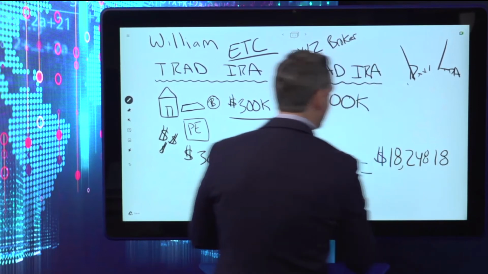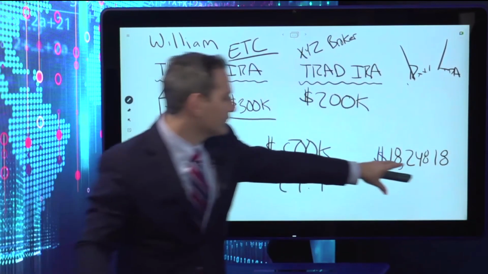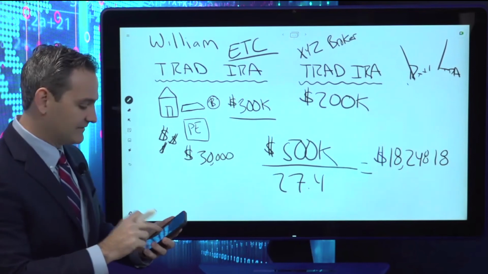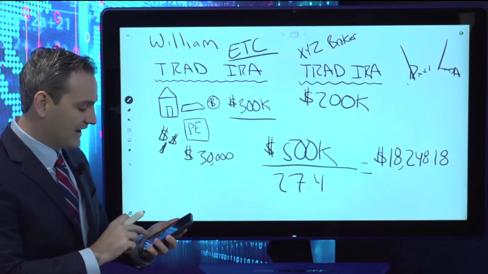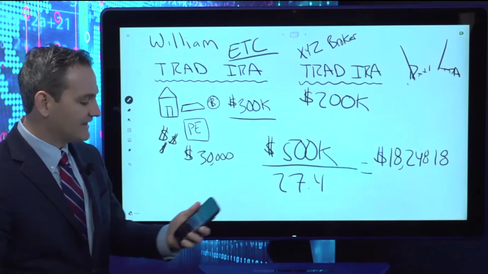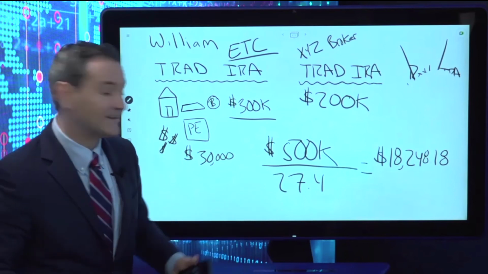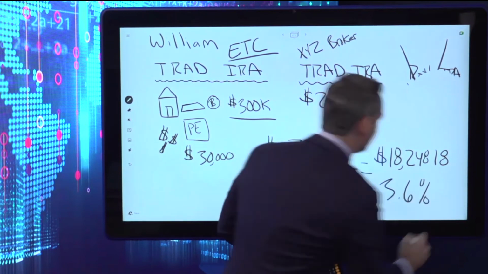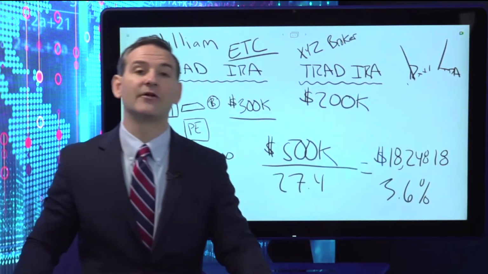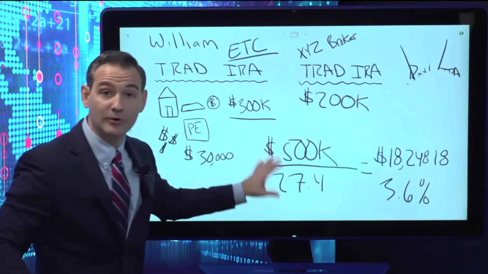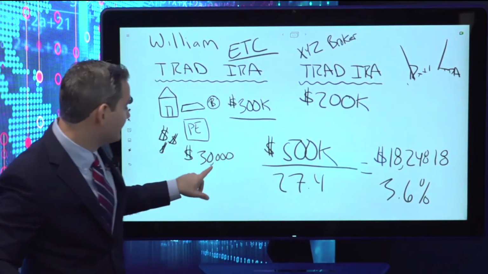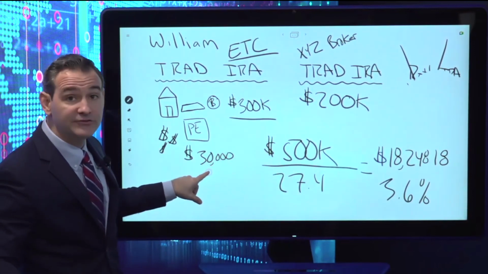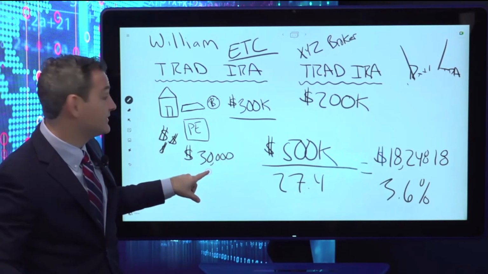$18,248.18. I'm going to round up there. Now, if we look at that on a percentage basis, that's going to be 3.6%. So only 3.6% of the principal balance we have to distribute to satisfy our required minimum distribution. So we have 30,000 in cash over here, so we should be good for our required minimum distribution.